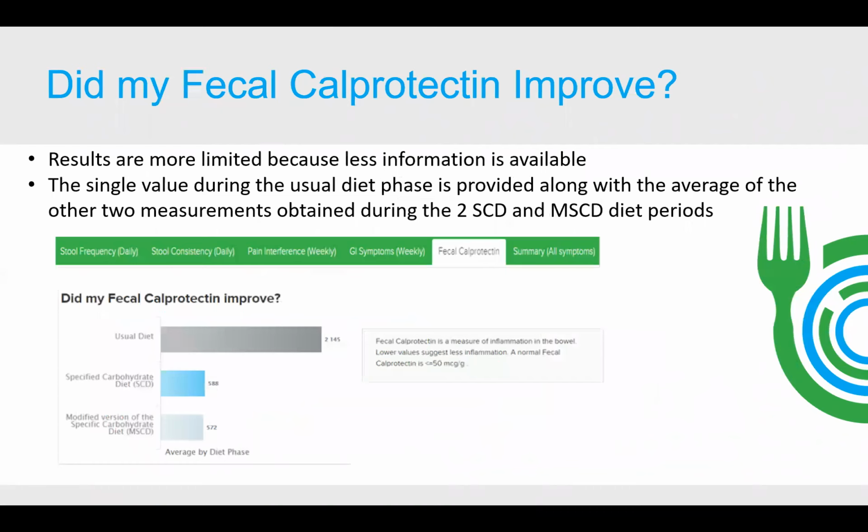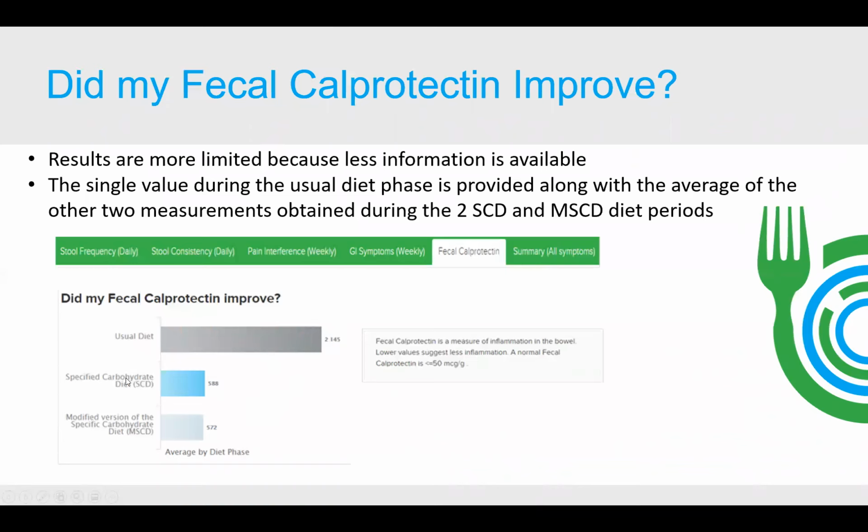The final, or the second to last tab that is included in the results review includes the data for fecal calprotectin. The results that we have for this measure are a little bit more limited because we have less information available. So you'll have the graph of whether the fecal calprotectin improved. The usual diet, as you recall, just has a single fecal calprotectin measure because we only measure fecal calprotectin once during this diet phase. So you'll have just that result there.